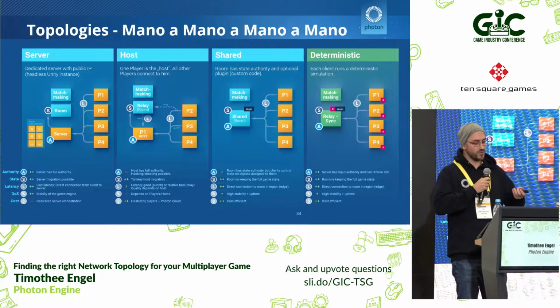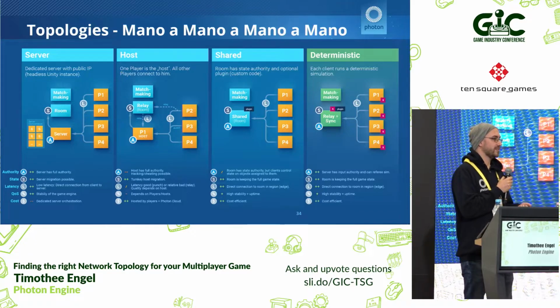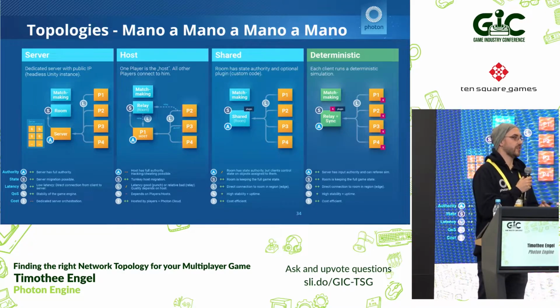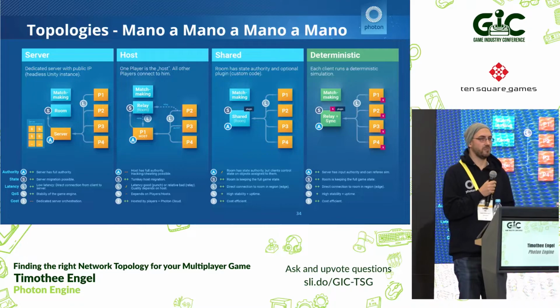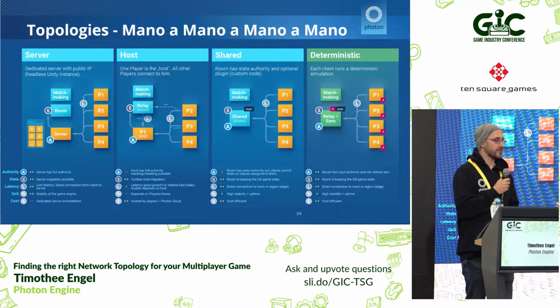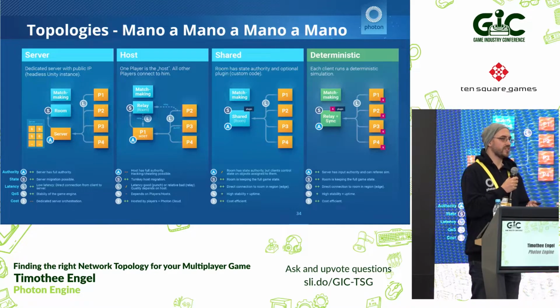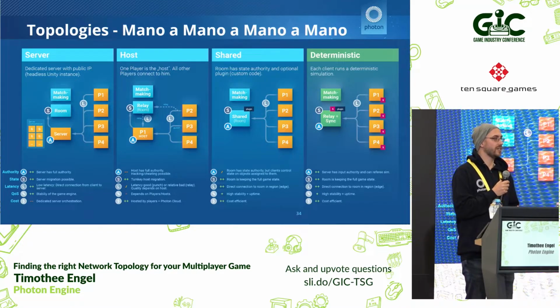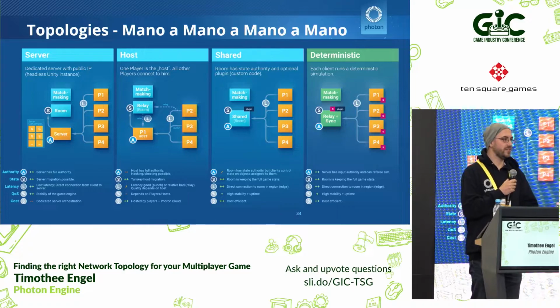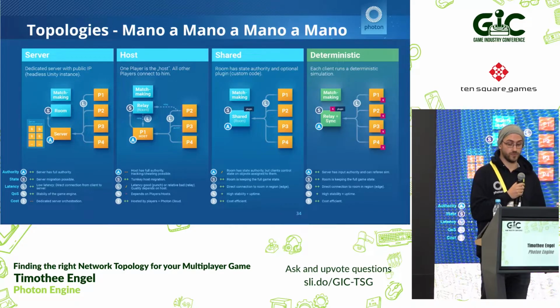For shared one, you have direct connections, but again, since every player has the authority to decide what actually happened in the game, if a player has a bad connection to the others, that means that they will receive a very old decision, potentially further in time, and that will impede the experience of all other players.